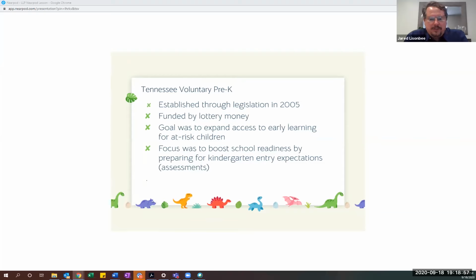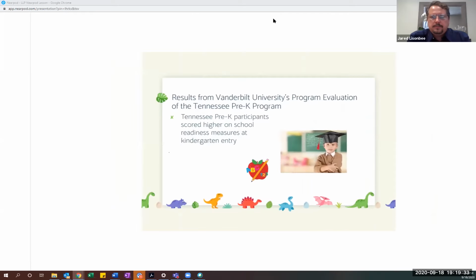The Tennessee voluntary pre-K program was funded by lottery money. They had some specific goals. The first goal was to expand access to early learning for at-risk children. We have enough research from many years now to show that at-risk children really benefit from having early learning experience. And then the second focus was to boost school readiness by preparing for kindergarten entry expectations. They were going to be successful if they were able to help their children score well on the assessment scores as they entered kindergarten. So will you go into the next one, please?